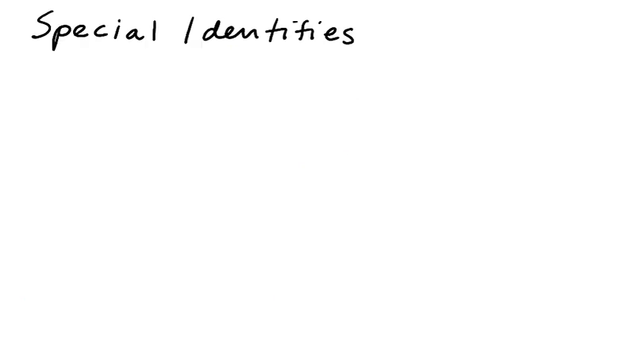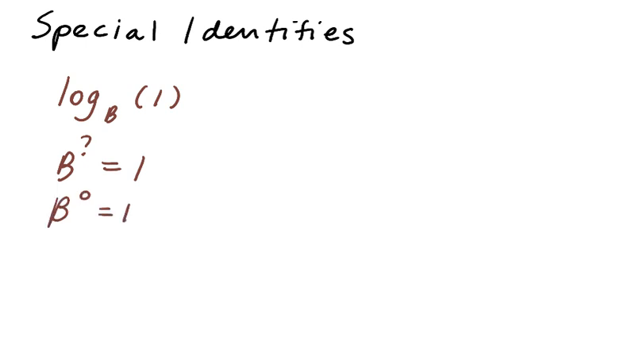All right, there's a couple of special identities I want to give you right now so you don't have to think too hard about these in the future when you come across them. Let's look at the log with base b and argument 1. For any base b, what exponent do I put on b to get 1? Put the 0 exponent on b to get 1. So for any base b, log of 1 is 0.